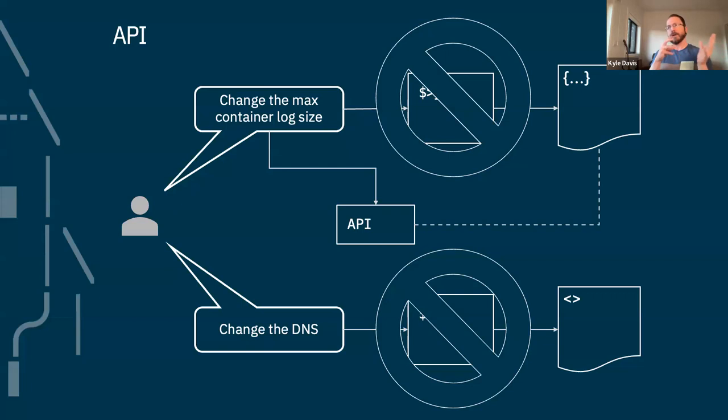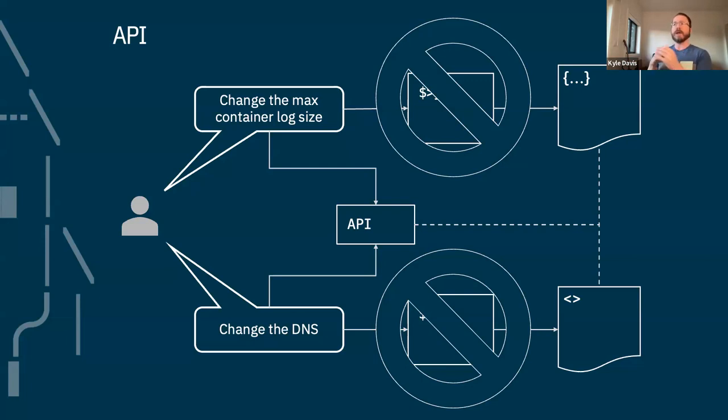That would, in turn, connect to the API server, which would change the underlying configuration files in a way that's deterministic, and we can track those changes in ways that make a lot of sense to the operating system. So if you want to roll something back, we know how to do that. Same thing for DNS, but it would make changes to the other type of underlying configuration file.